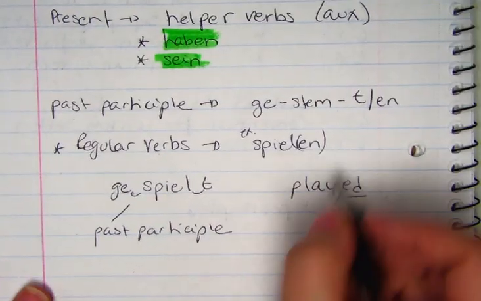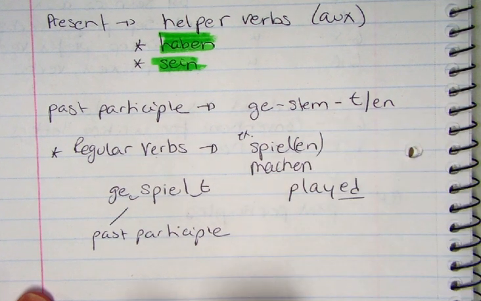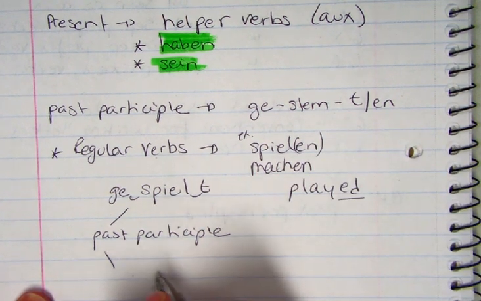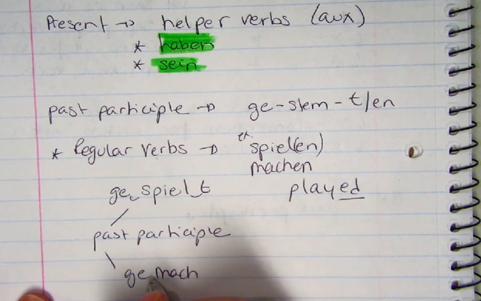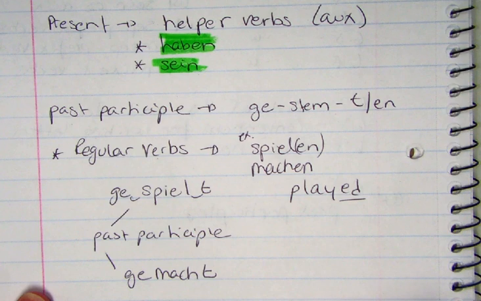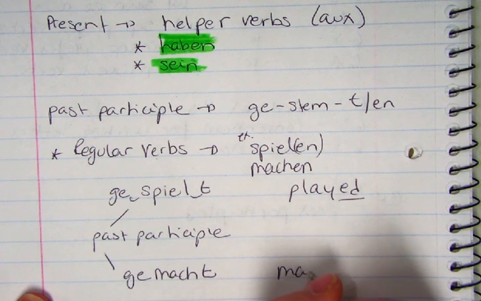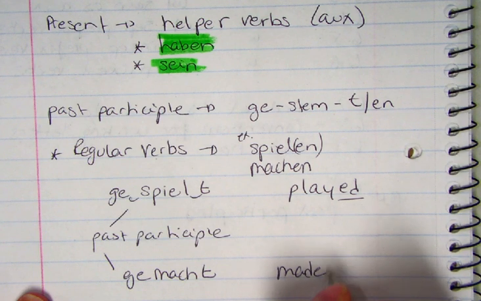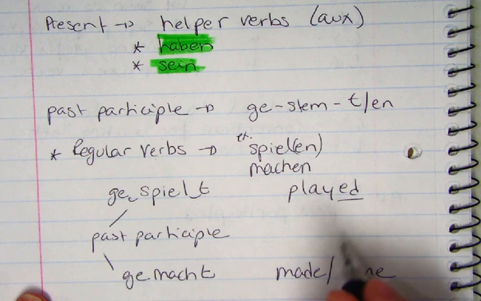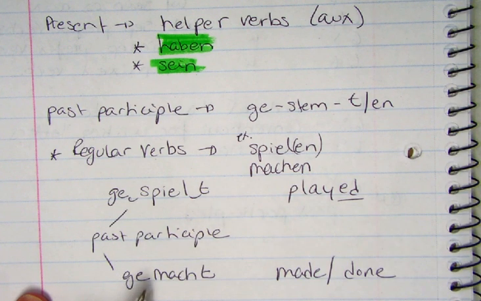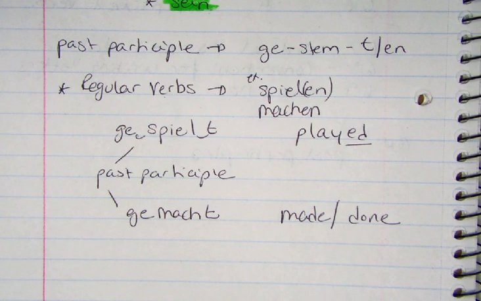Another one you would maybe see as a regular one is machen. So machen, the past participle, you're going to have the stem, mach. You're going to add a GE to the front, a T to the end, and you have gemacht. So of course that means made or done. So notice this one in English is not regular. It is in German. Unfortunately, you will see that they don't perfectly align.